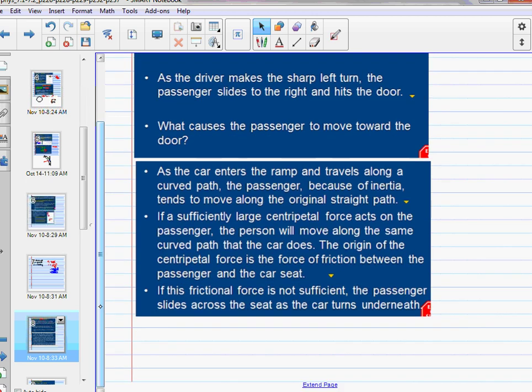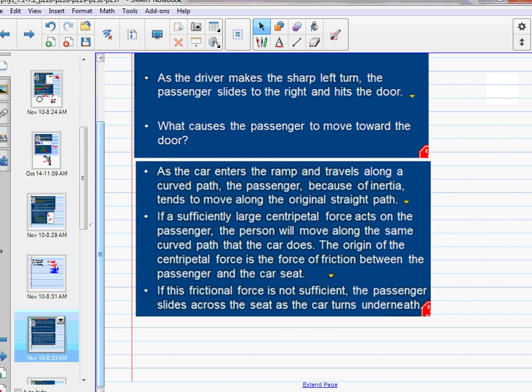The car enters the ramp. Oh, I think we already talked about this. Travels along the curved path. The passenger, because of inertia, Newton's first law, tends to move along the original straight path. If a sufficiently large centripetal force acts on the passenger, maybe it's the seatbelt, maybe it's the side of the door, maybe it's the friction between your corduroy pants and the velour seats in your car, I don't know, the person will move along the same curved path the car does.